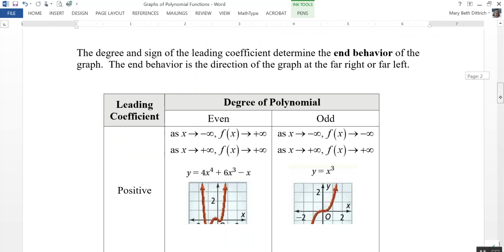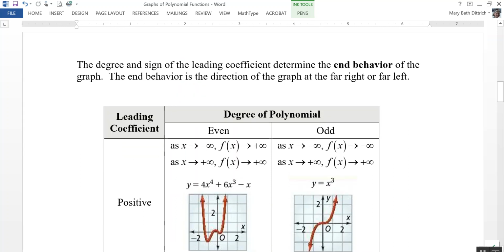The degree and the sign of the leading coefficient can determine the end behavior of the graph. The end behavior is the direction of the graph at the far right and the far left. So in other words, what is happening to y as x gets very small or approaches negative infinity? What happens to y, or f of x, as x approaches positive infinity or it gets very large? So here's a little table that explains that.